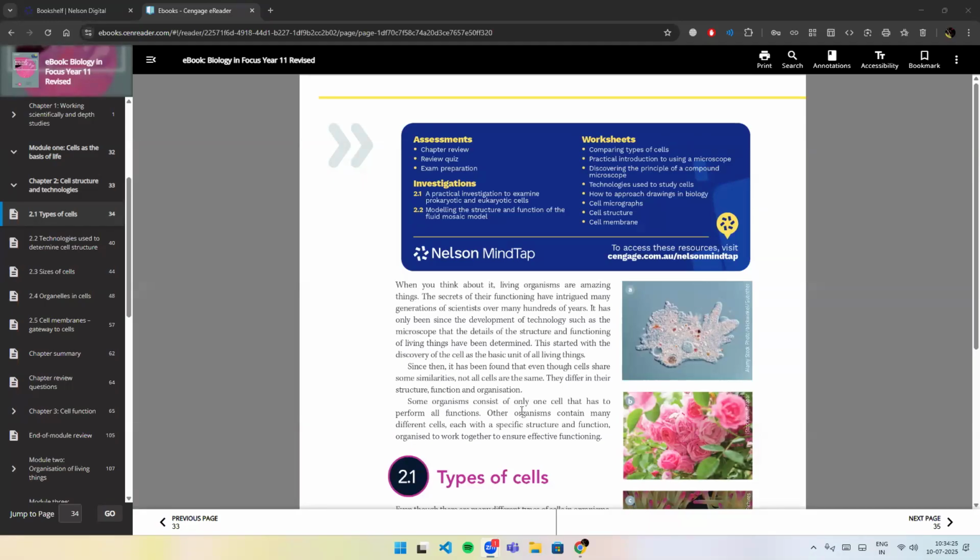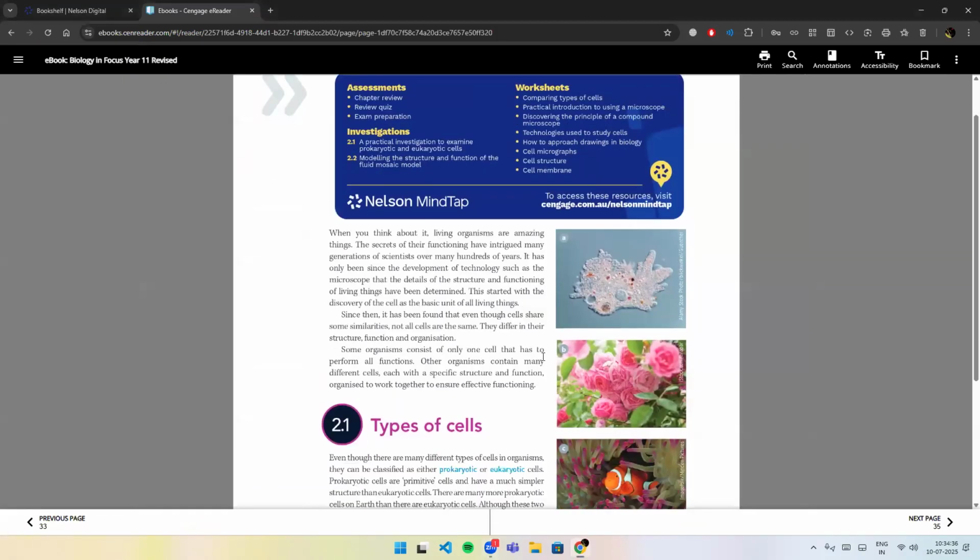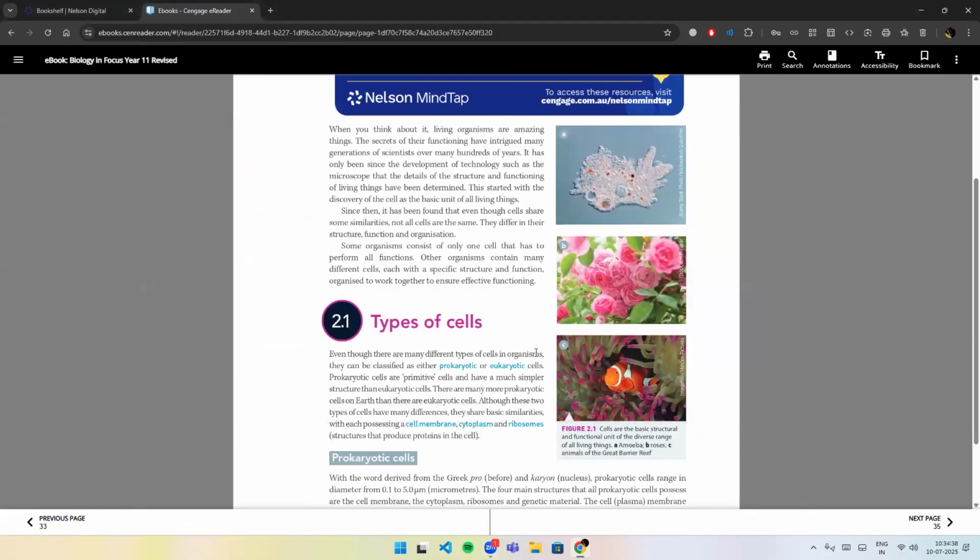Today we are going to read chapter number 2, Cell Structure and Technologies from Focus Year 11 Revised. So let's get started. When you think about it, living organisms are amazing things. The secrets of their functioning have intrigued many generations of scientists over many hundreds of years.